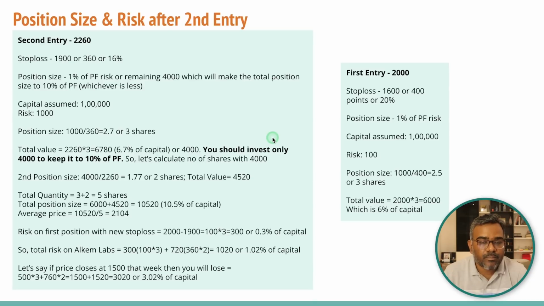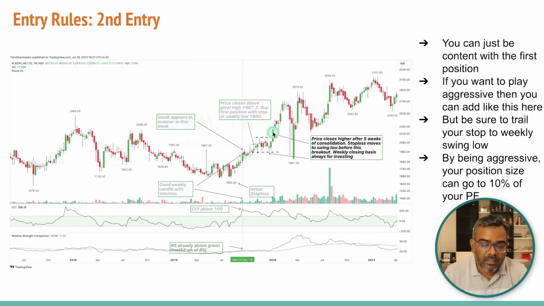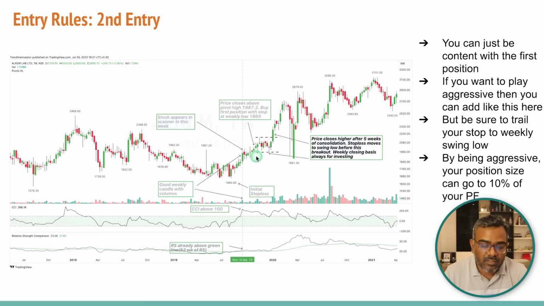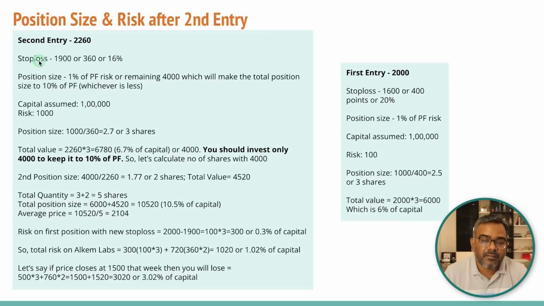Okay, now how does the position size work after the second entry? Your second entry was at 2260. So we bought here on the end of the week or beginning of next week. 2260 was the closing point, and then your stop loss is going to be 1900, which is this low over here, the lowest point around this zone, right? You can consider the lowest point between this swing low and this point here, which is around 1900, or 360 points or 16%, right?